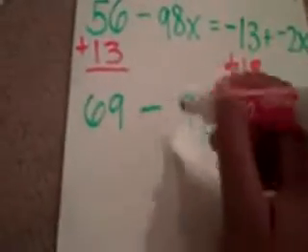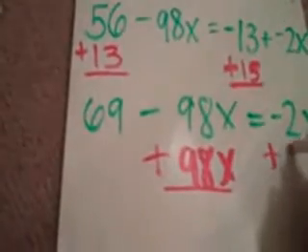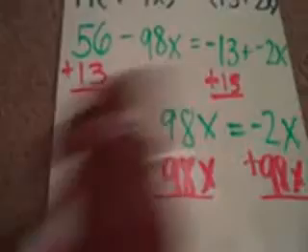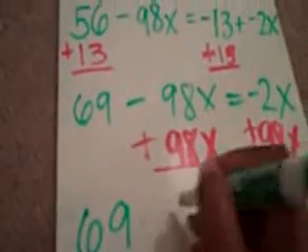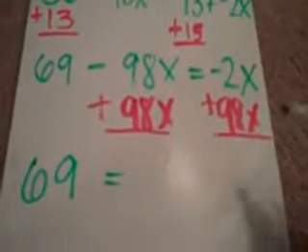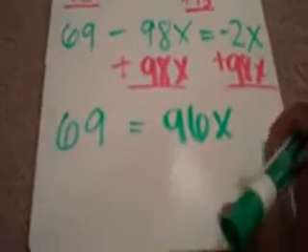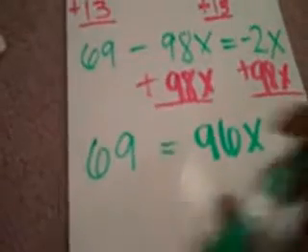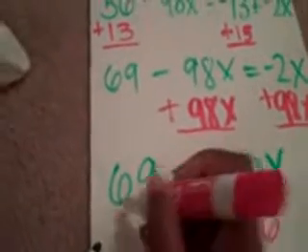Okay, so now I'm going to add 98x on both sides. Okay, and what I'm left with is 69 is equal to negative 2x plus positive 98x, which is going to give me a positive 96x. Now what am I going to do? You got it. I'm going to divide both sides by 96. So I divide both sides by 96 here.